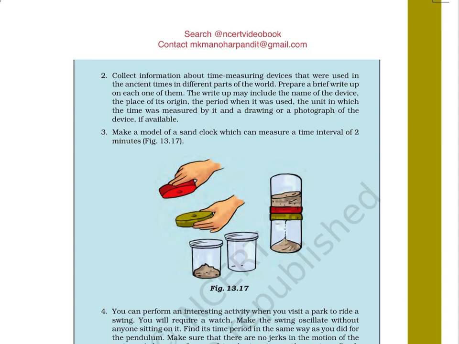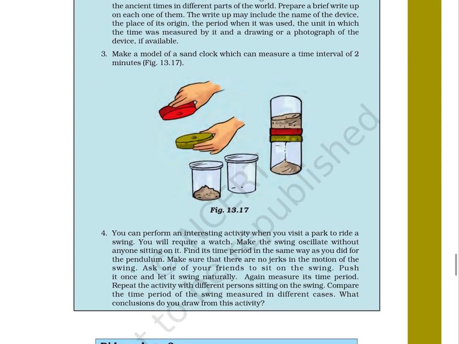3. Make a model of a sand clock which can measure time interval of 2 minutes. You can observe this in figure 13.17. Here we can observe the process of making a sand clock. It has been made with the help of 2 jars and 2 cups with holes in them. One of these jars, filled with sand, has been kept over the other.